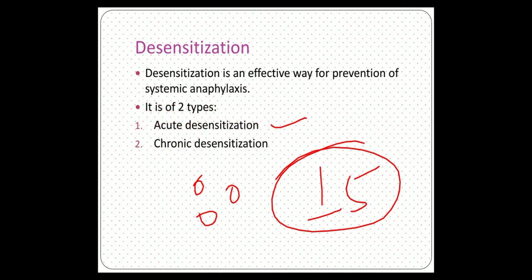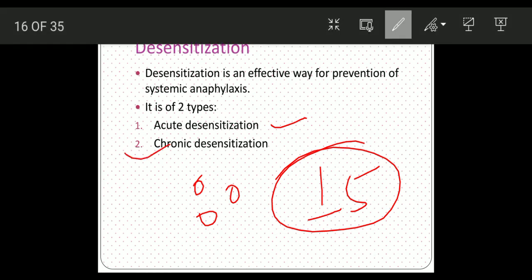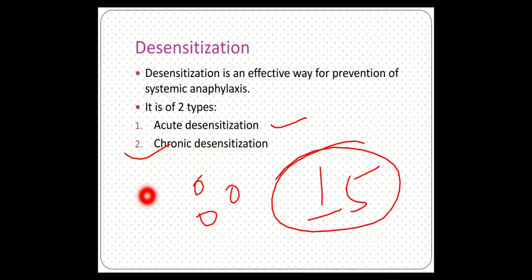And another one is chronic desensitization. It involves the long-term administration of antigen to which the person is sensitive at an interval of 2-3 weeks. After 2-3 weeks, it is given to the patient for desensitization. Actually, what happens is it stimulates the production of IgA and IgG, blocking antibodies that prevent subsequent antigen binding. So guys, this is the concept for desensitization, which is also the prevention and management of hypersensitivity type 1 reaction.